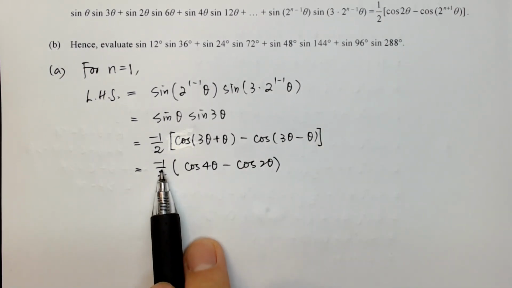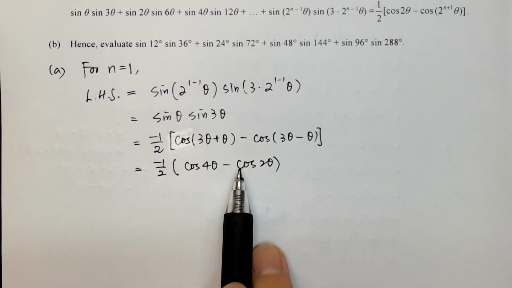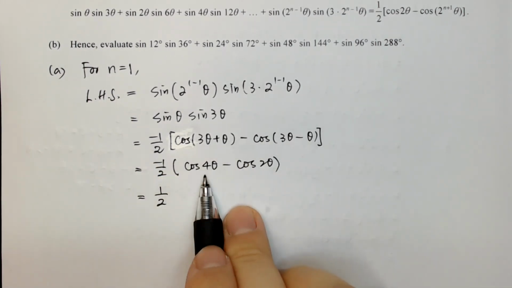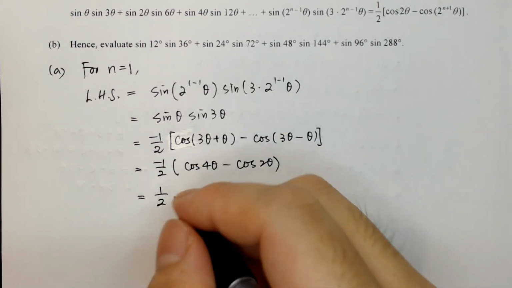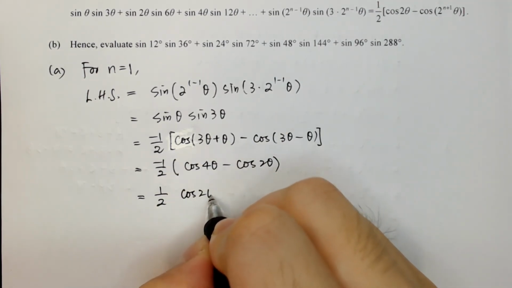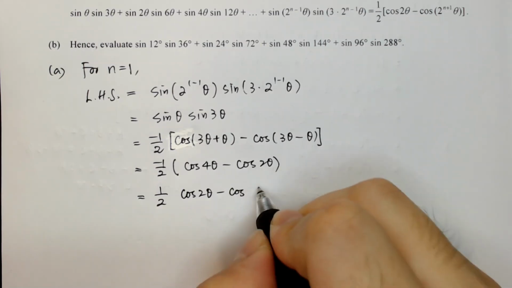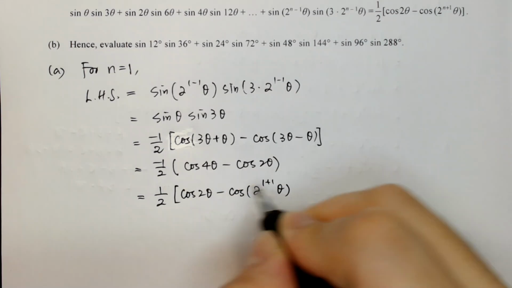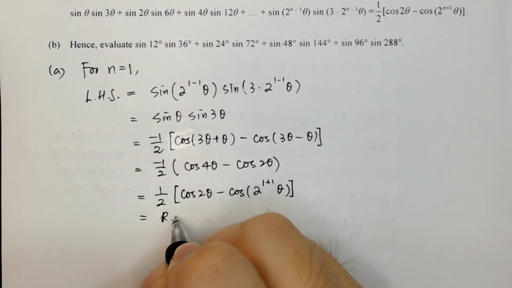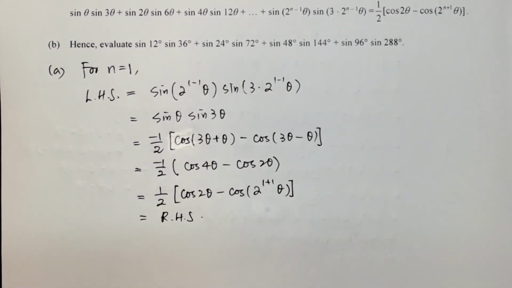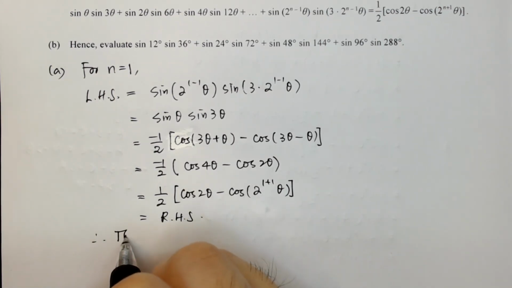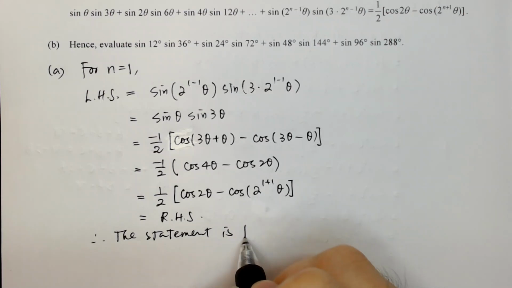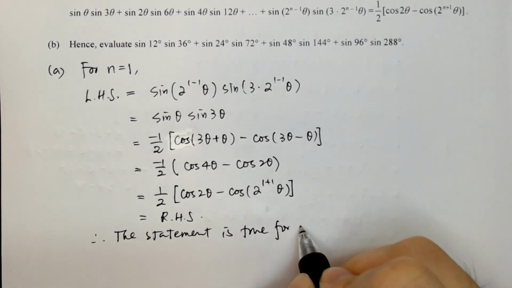And you make this negative sign inside the bracket and reverse the terms, and also rewrite this 4 in this form. So we have cosine of 2 theta minus cosine of 2 to the power of 1 plus 1 theta. And that is the right-hand side. And therefore, the statement is true for n equals 1.